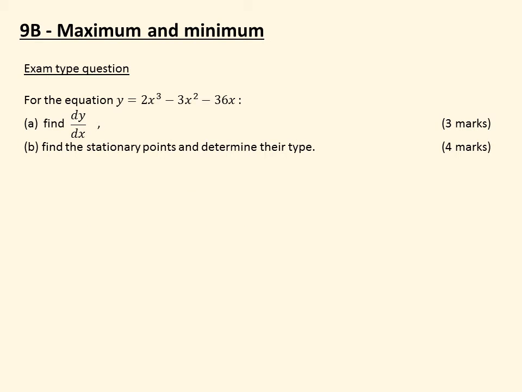Here is a typical exam question for you to try. Press pause, and once you've finished doing it, press play again to see the answers. Part A. We need to differentiate this expression. 2x cubed becomes 6x squared, 3x squared becomes 6x, and 36x becomes 36.